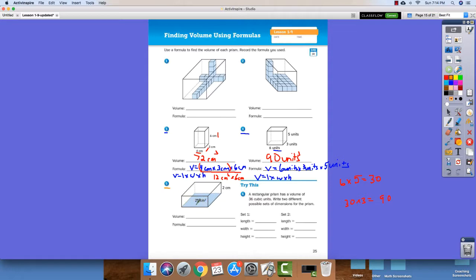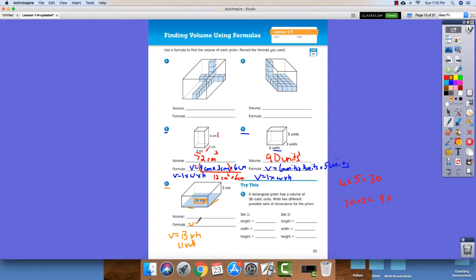So I see this prism here, and inside here I have 25 centimeters squared. So the formula I'm going to use is actually volume equals area of the base times the height. Okay, how do I know I'm going to use this one? Well, right here, 25 centimeters squared. That tells me that they did their length times their width. They multiplied this side length and this side length, and they know it's 25 centimeters squared.